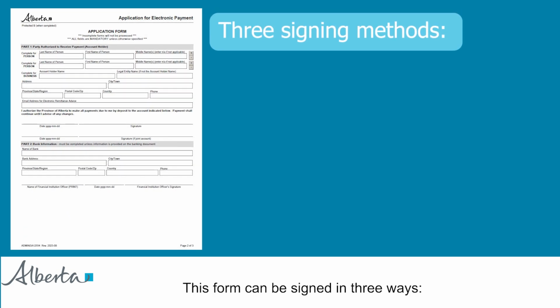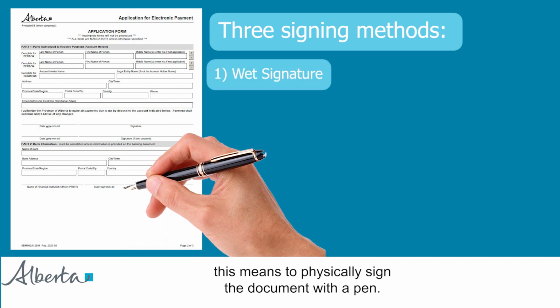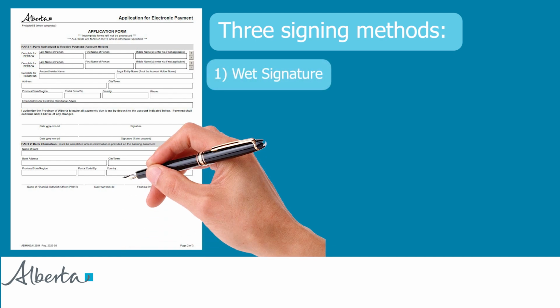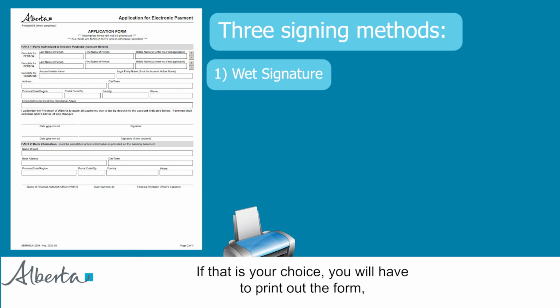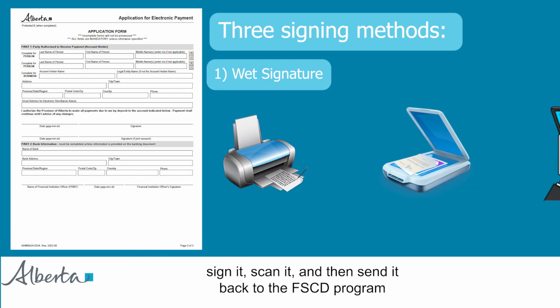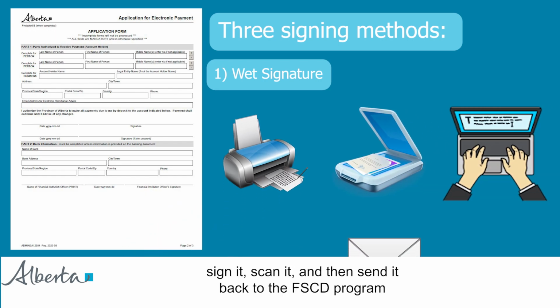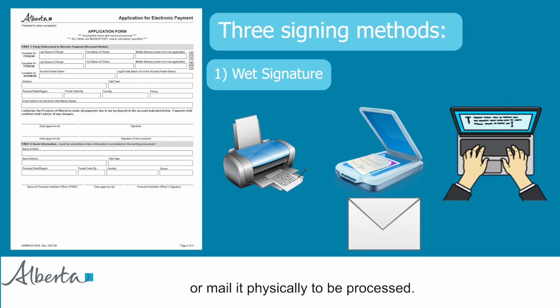This form can be signed in 3 ways. Wet signature, this means to physically sign the document with a pen. If that is your choice, you will have to print out the form, sign it, scan it, and then send it back to the FSCD program or mail it physically to be processed.